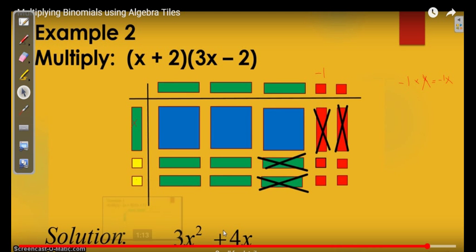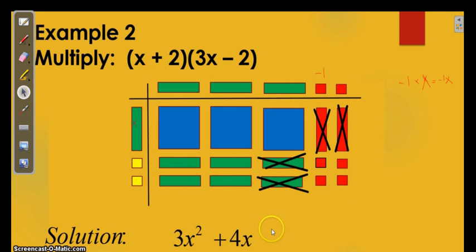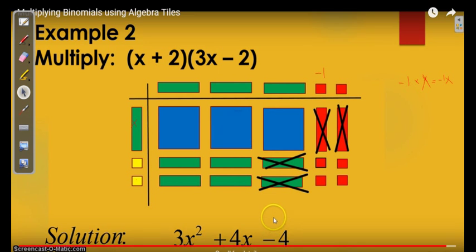4x. Our final 4 blocks here gives us negative 4, for a final solution of 3x squared plus 4x minus 4. So again, they started with 2 binomials multiplied with each other, and they ended up with a solution of what we call 3 terms. This is the expanded form, and 3 terms. What do we call 3 terms?